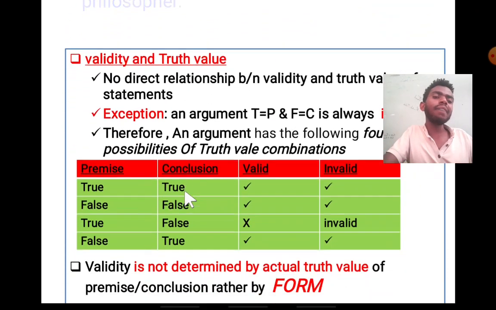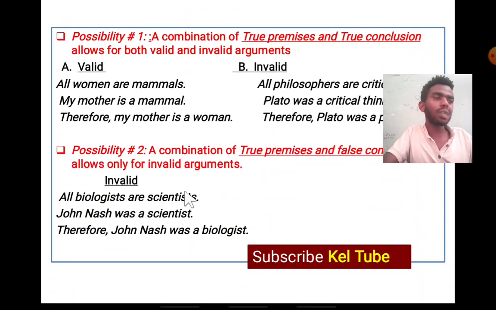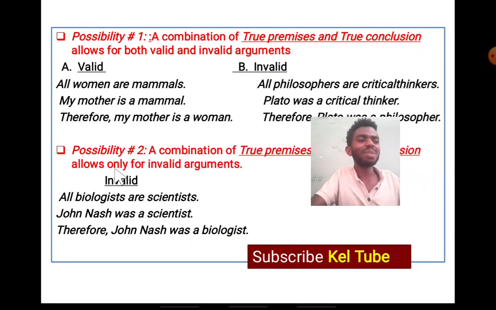For example: all women are mammals, my mother is a woman, therefore my mother is a mammal. For that matter, it is a valid deductive argument.